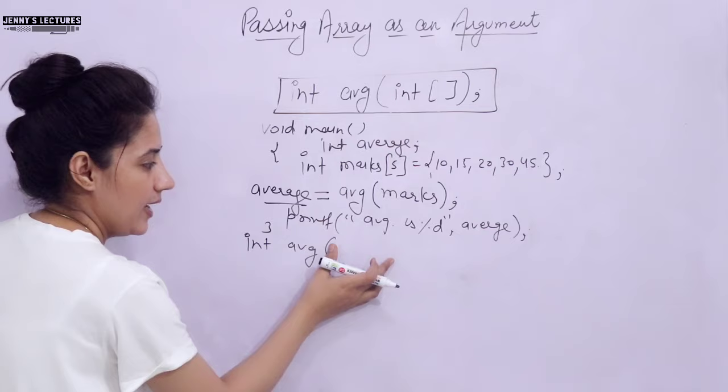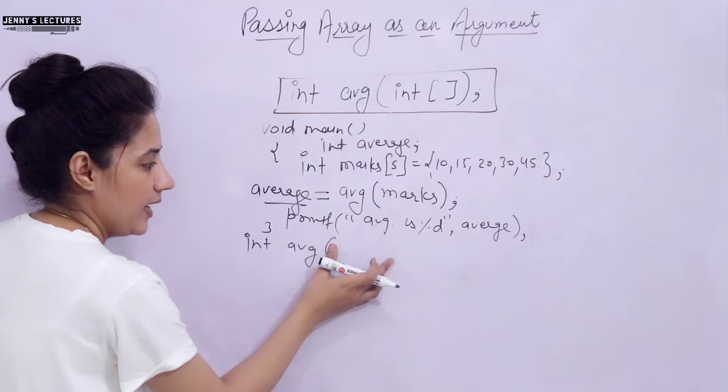And after this for loop, average is equal to sum by A. Sum is equal to 120 divided by A is 5. So 120 divided by 5 is what? I think it's 24. So now it will return average. Average is 24. So now control will be here. Whatever it will return, that will store in average. That is 24, and we are going to print here 24.